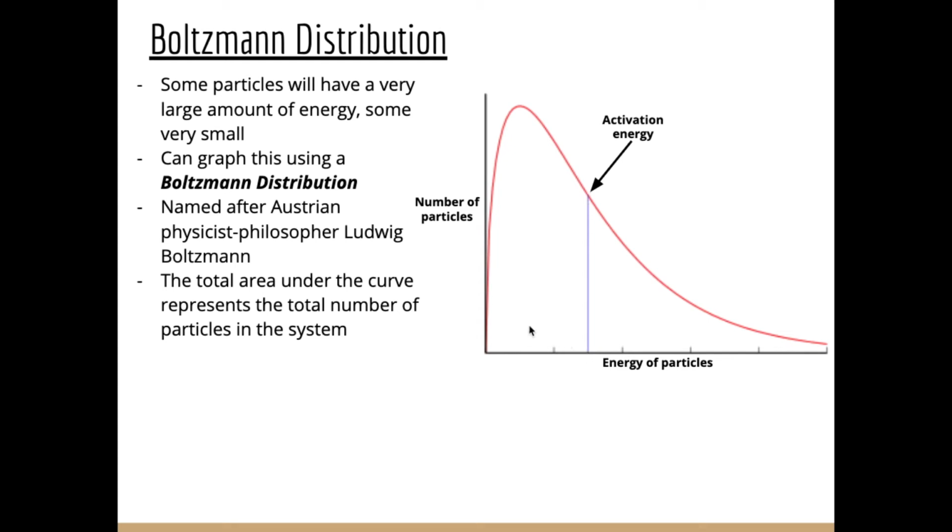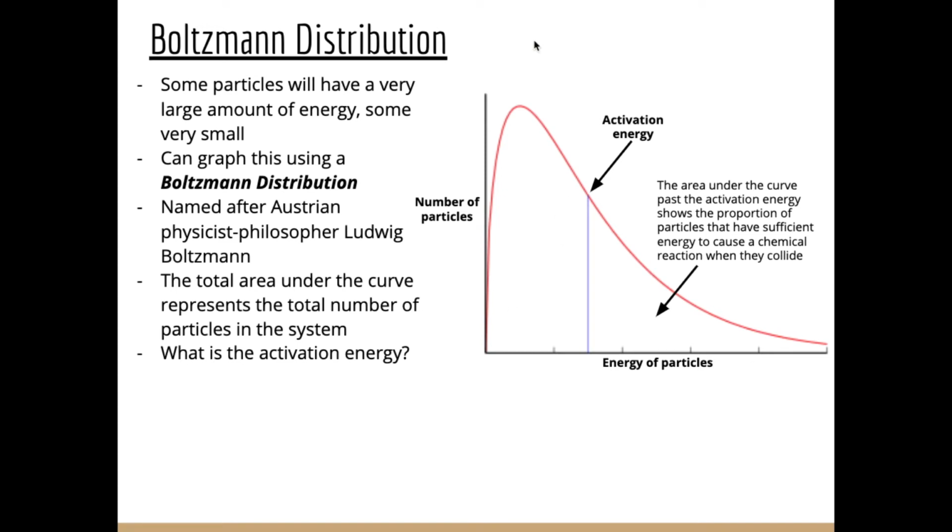This is just some arbitrary value for the activation energy. But what it's saying is that if the whole area under the curve is our reactants, the energy for the reaction to occur, the activation energy, is here. So the particles with energy that is greater than that can have a successful collision. The particles with energy less than that cannot have a successful collision. So if the total area under the curve is all of the particles in the system, the area under the curve that is past the activation energy will show the proportion of particles that have sufficient energy to cause a chemical reaction when they collide. All of the particles under here will have sufficient energy to have a successful collision, and all the particles below there will not.